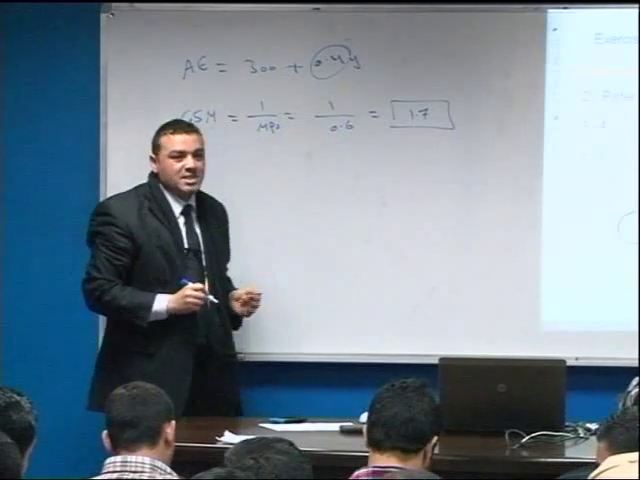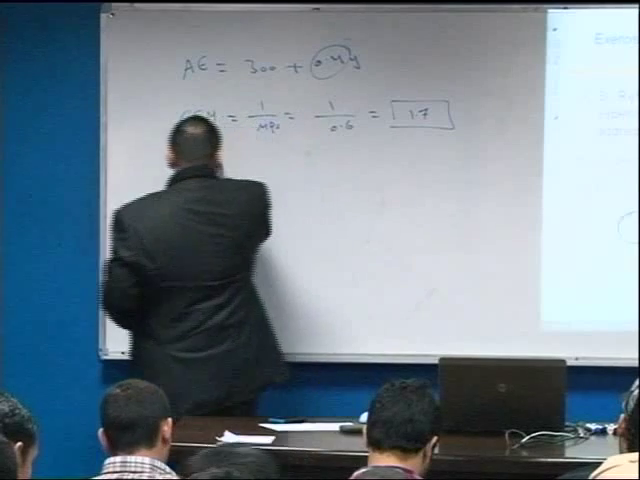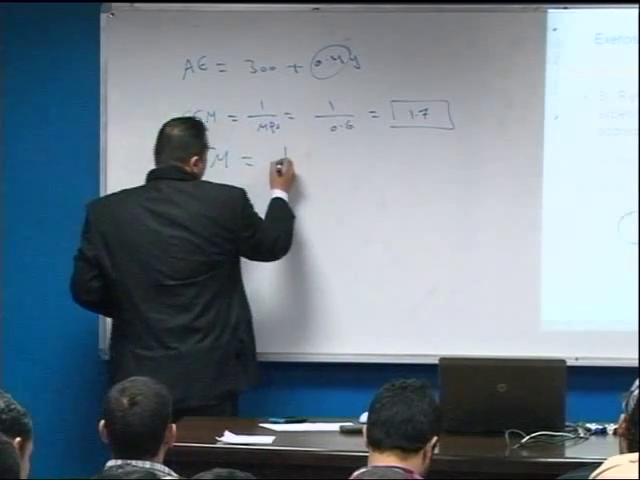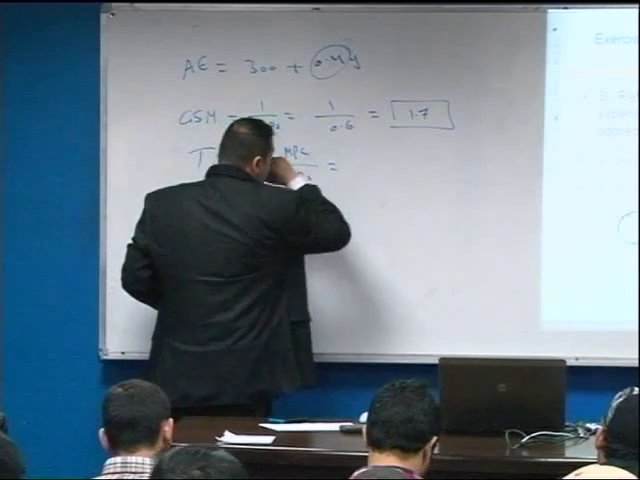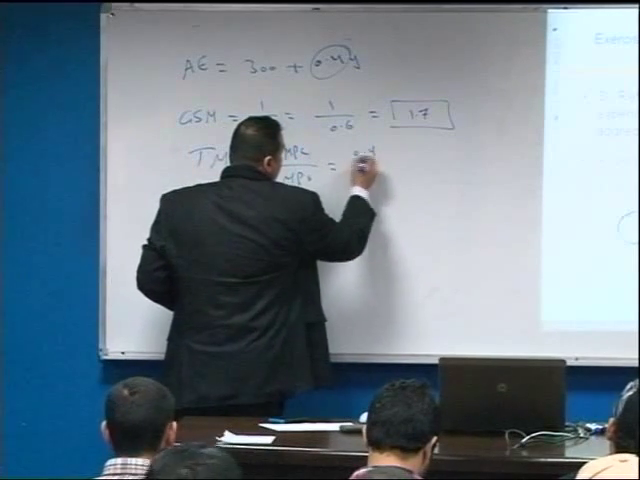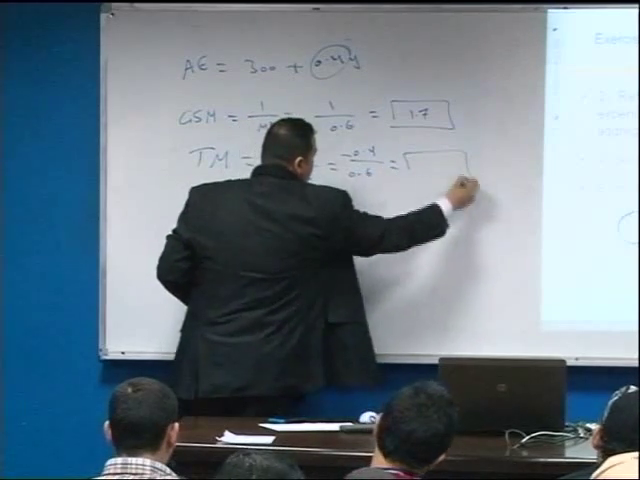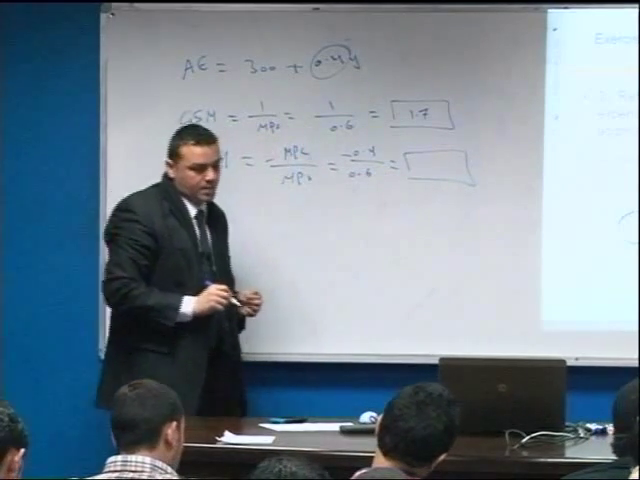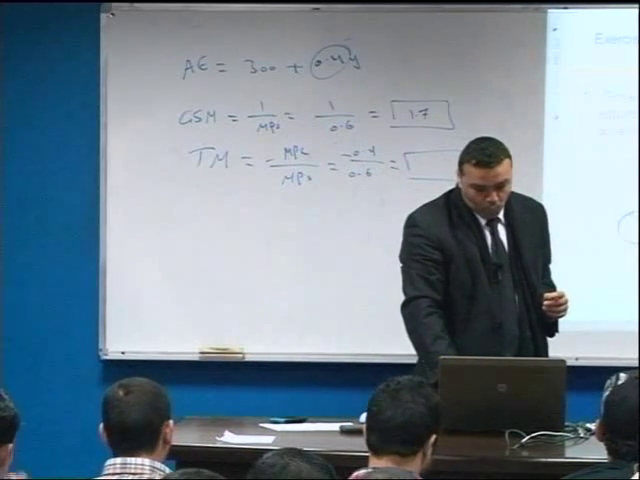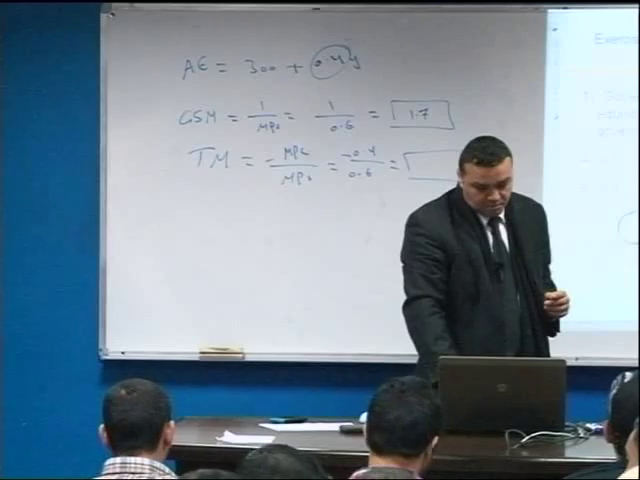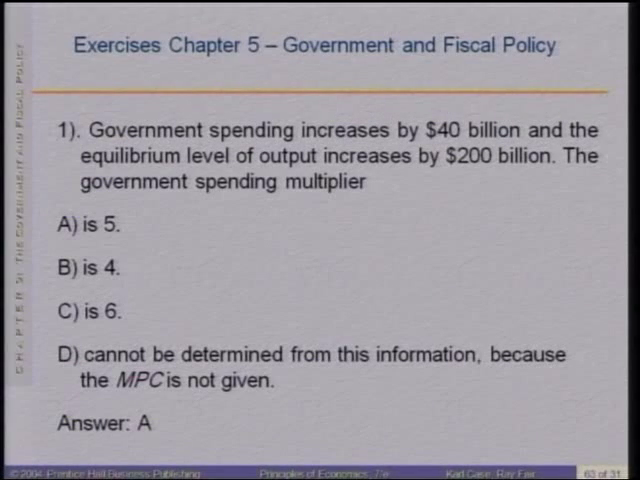What about the tax multiplier? Tax multiplier equals minus MPC over MPS, which equals how much? 0.4 over 0.6. How much does this come to? Sorry, it doesn't matter what the number comes to.